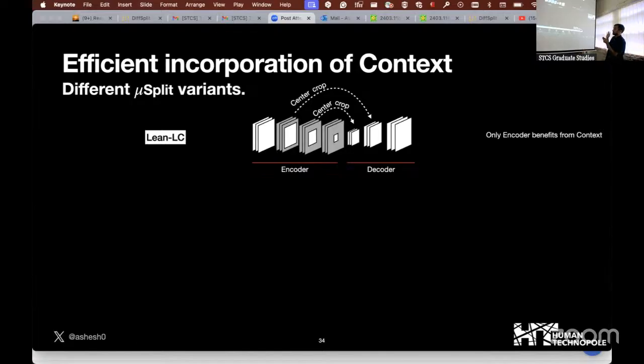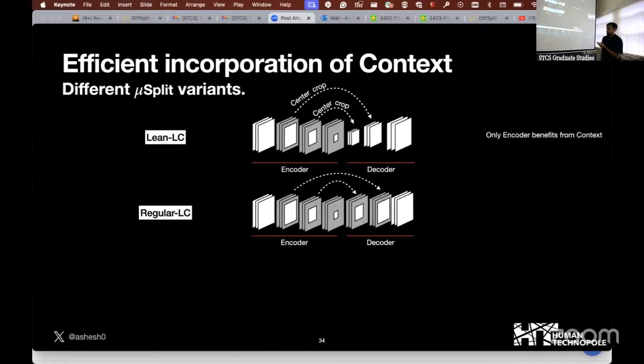So here, my claim is that only the encoder actually benefits explicitly from the context, because this is the gray region which I represent. This is the extra portion that was added because of these LC inputs. And when we pass this information via skip connections into the decoder, we center crop these extra regions. The other variant was regular LC, where we do not do this center cropping, and so both encoder and decoder benefit explicitly from the context.